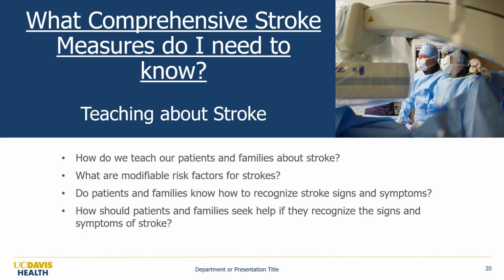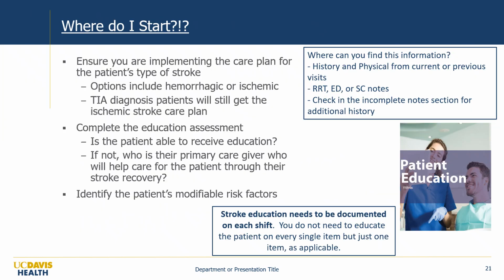The last comprehensive stroke measure we're going to review is how to teach our families and patients about stroke. What do we need to teach them about? What are their modifiable risk factors? We'll go on to review that on the next couple slides. Teaching patients and their families about stroke, modifiable risk factors, and BFAST might seem really daunting at first. But remember, we're already doing this throughout our shifts.